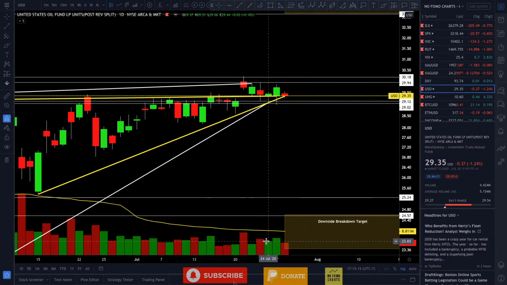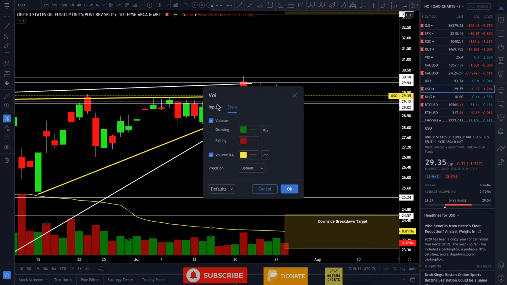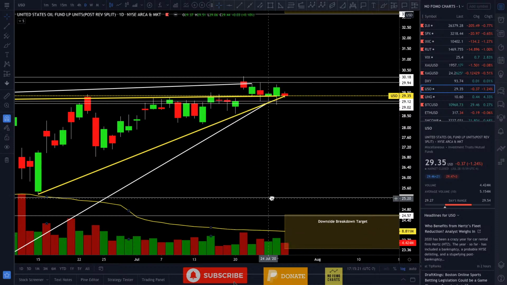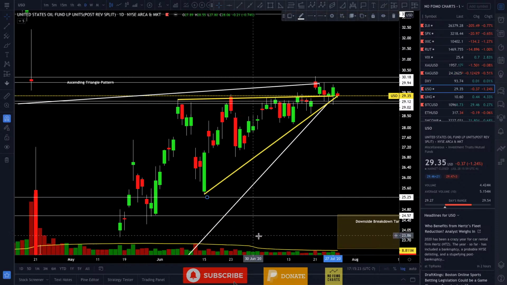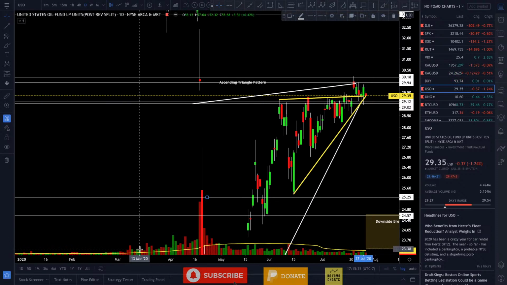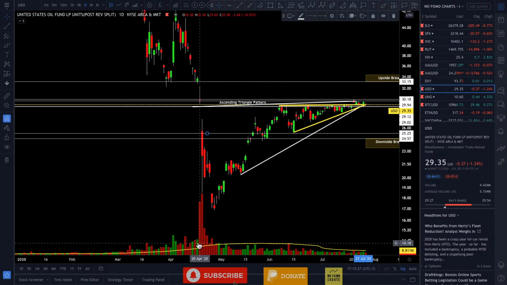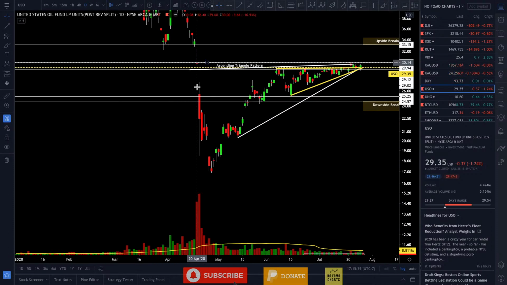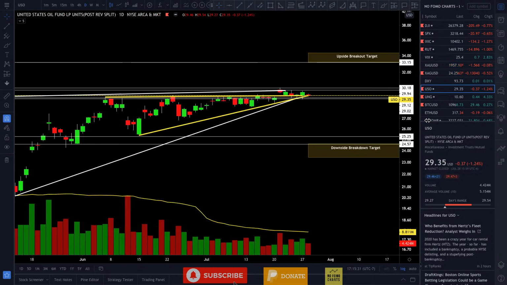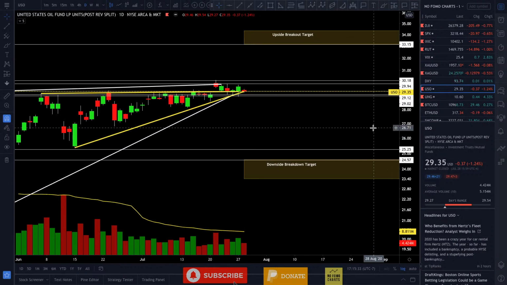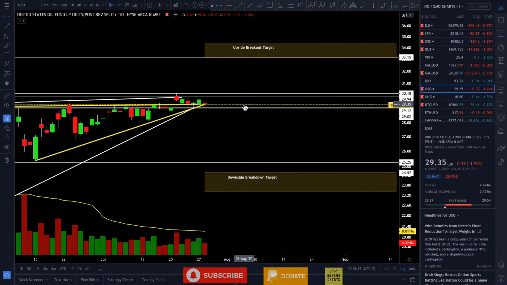Not much volume, below average volume for the, I think this is a 50-day. Let's see, is it 50-day? Yeah, 50-day moving average volume. Not much volume, but again, we haven't gotten huge volume on oil since the Corona crash, right? So these targets are still in play, in my opinion. It's still plus or minus 15%.